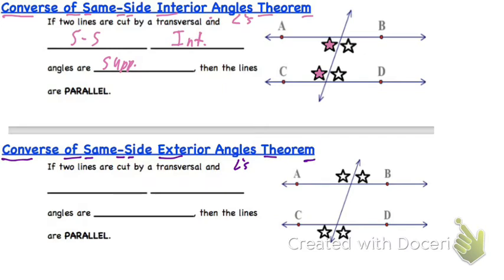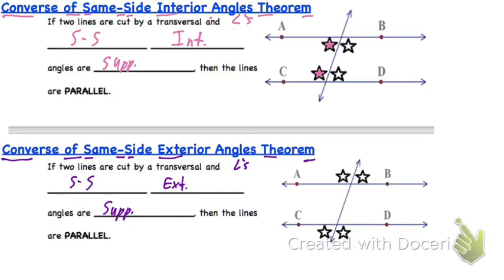Exterior, going down and out with your fingers. If 2 lines are cut by a transversal and what kind of angles? Supplementary. Same side exterior angles are supplementary. They are exterior. Then the lines are parallel.